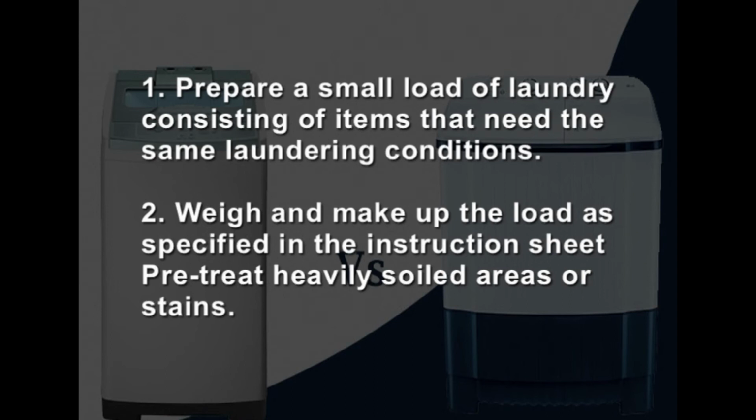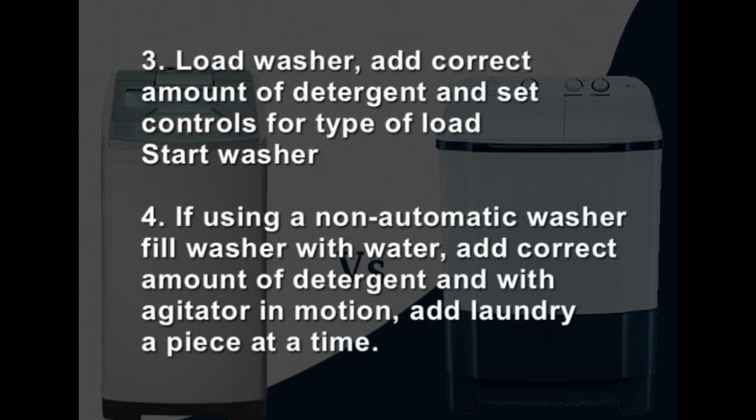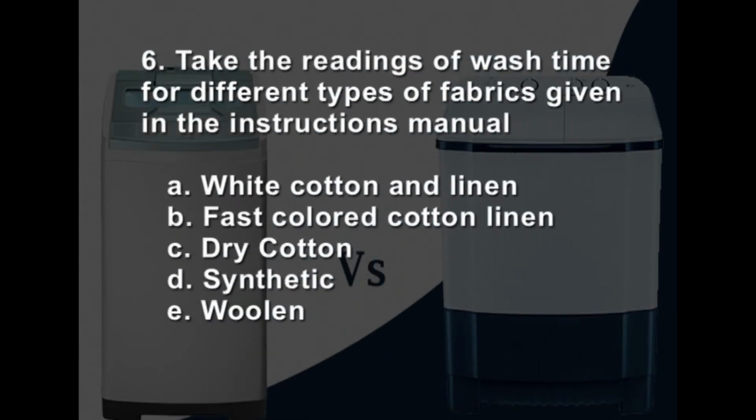Pre-treat heavily soiled areas or stains. Load washer, add correct amount of detergent and set controls for type of load, and start washer. If using a non-automatic washer, fill washer with water, add correct amount of detergent, and with agitator in motion, add laundry a piece at a time. Take the readings of wash time for different types of fabrics given in the instruction manual: white cotton and linen, fast colored cotton linen, dry cotton, synthetic, woolen.